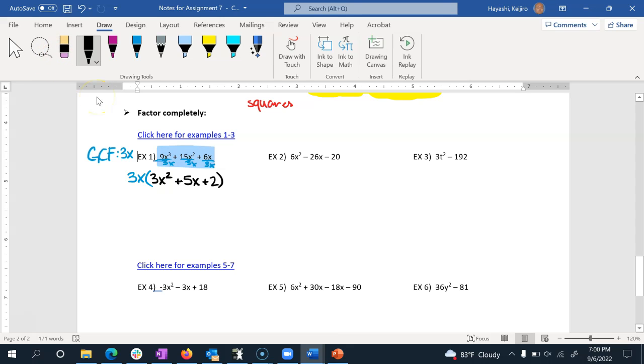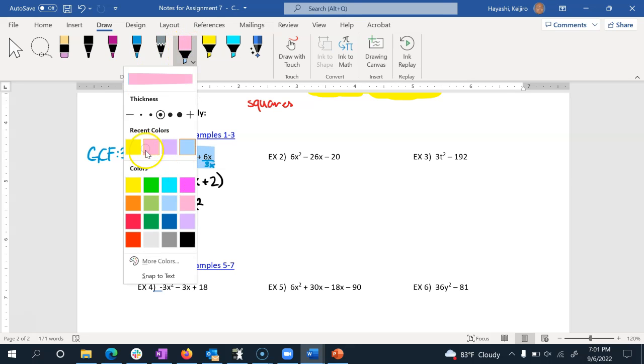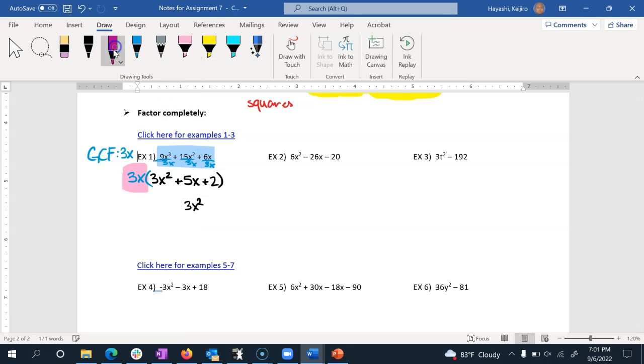We're going to focus on this 3x squared plus 5x plus 2 for now. But don't forget that there's that greatest common factor of 3x still out in the front. So we're just going to deal with this temporarily. In fact, I'm going to say, don't forget this. Don't forget about this. But we're just going to deal with 3x squared plus 5x plus 2 for now.